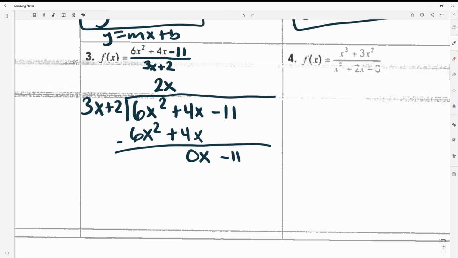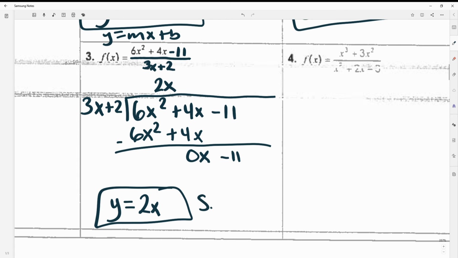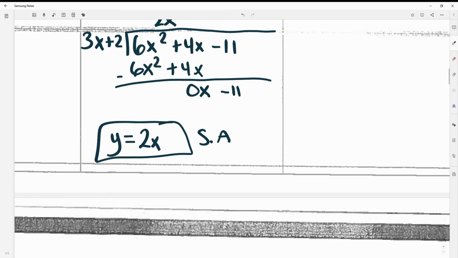And again, I don't really care about the remainder. 0x divided by 3, that's just 0, right? So I don't really need to put the 0 there. I guess if you want to for clarification purposes, but it's not a number that's going to make a difference. So my equation for this slant asymptote is just 2x, which still satisfies y equals mx plus b. M is 2, and b is that 0 that we were talking about.